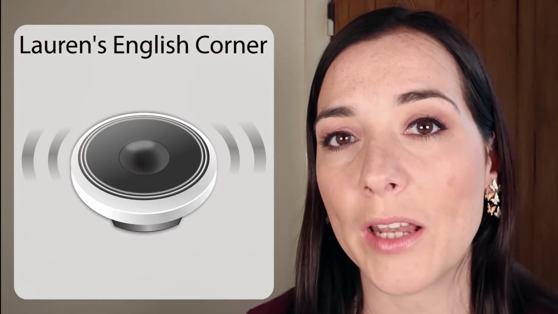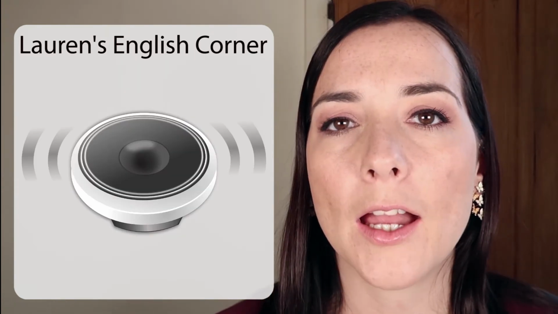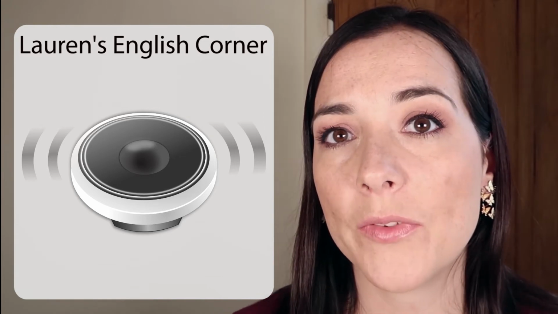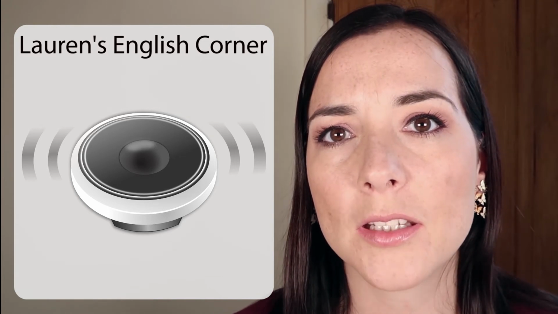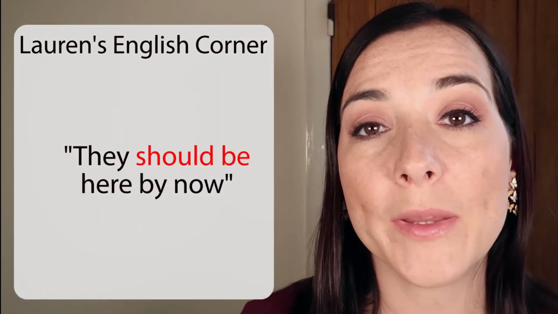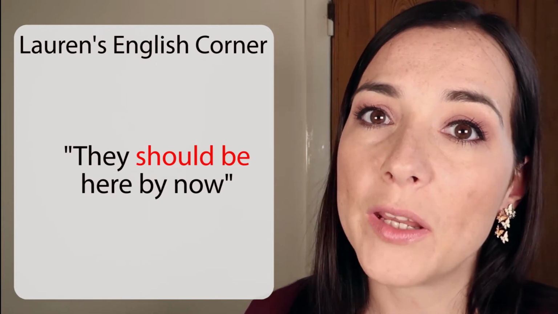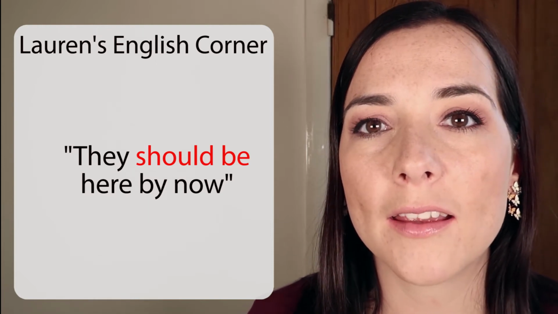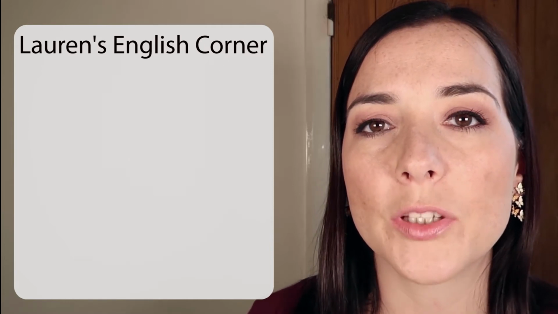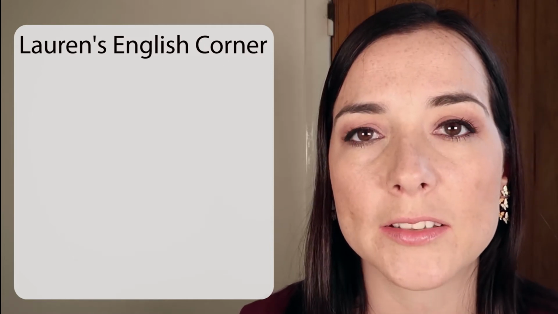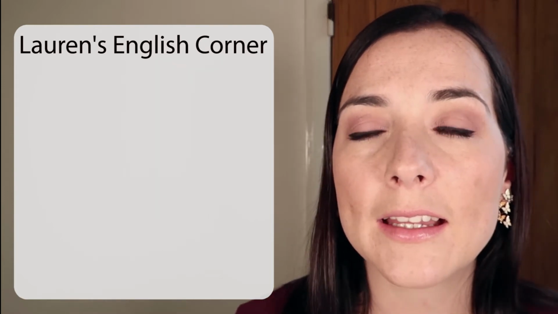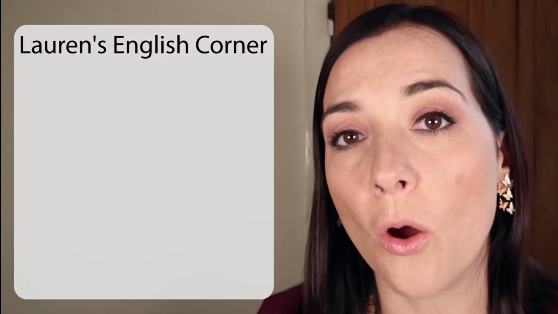So this would be like a complaint. Somebody is being noisy and you don't agree with it. So you say, they shouldn't be so loud. So in the example of they should be married or they should be here by now, they shouldn't be long. This is followed by an adjective or a noun. It's not followed by a verb. So we don't have to use the past participle. It's just should be. They should be married. They should be here. They shouldn't be long.